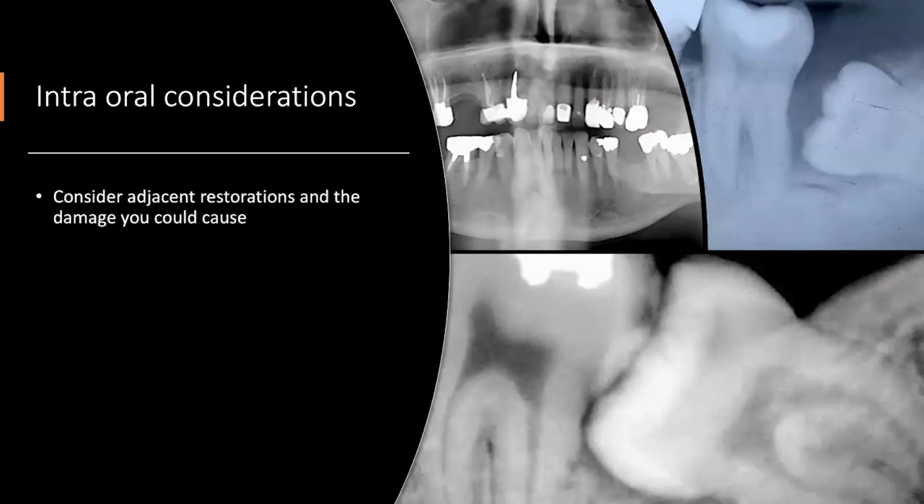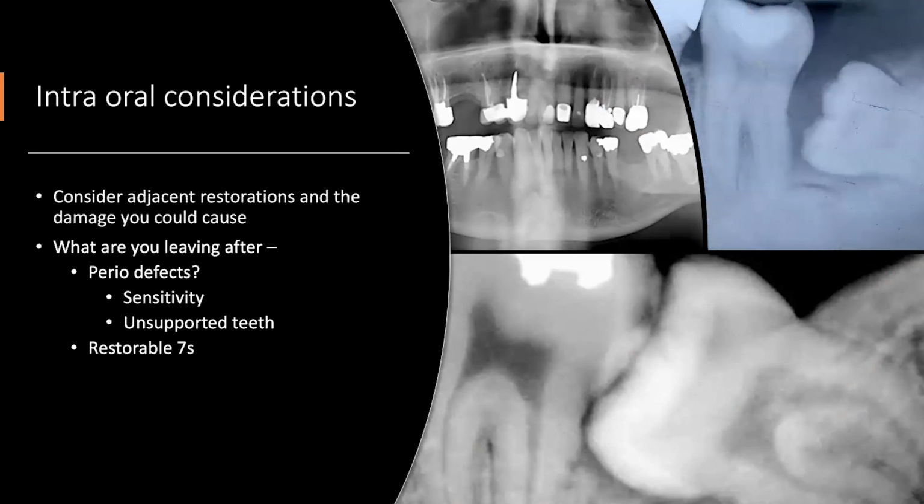So are there restorations in these heavily restored patients and these older patients that we're starting to see? Are we going to do damage to crowns, bridge work, other structures that could be affected as a result of us elevating teeth out? And what are we leaving there afterwards? In the case of some of these wisdom teeth, which are impacted, but there's great big bony defects, are you leaving recession, mobility, sensitivity? And are these things that the patient needs to know about beforehand so that they're fully aware and consented?